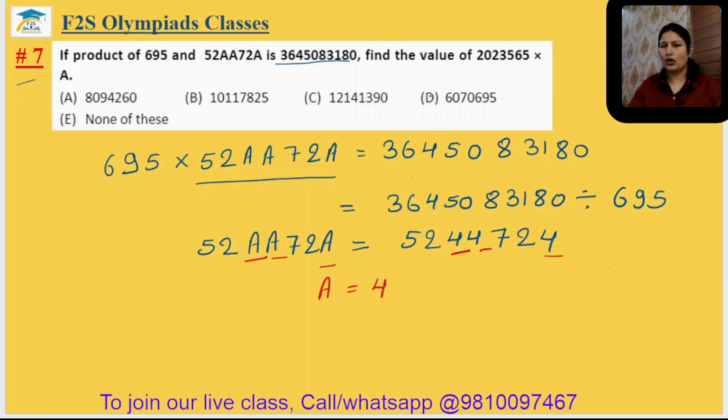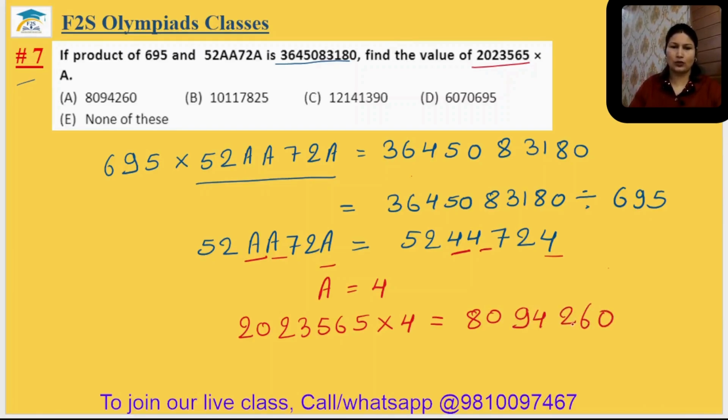A equal to 4. Now we have to find 2, 0, 2, 3, 5, 6, 5 multiplied by 4. So you can do it easily in your notebook. Sorry, 5, 6, 5 multiplied by 4. So you will find 8094260. That is in your option number A. Seventh answer is option A.